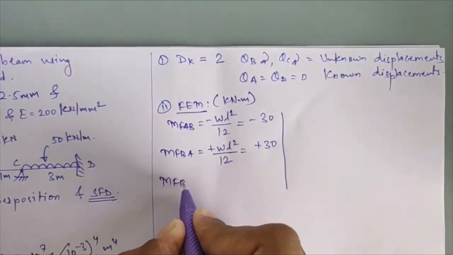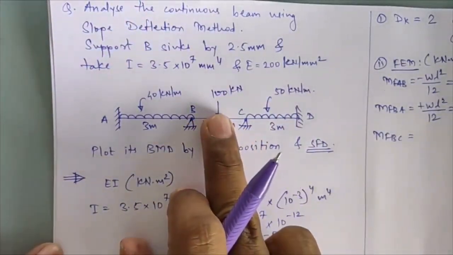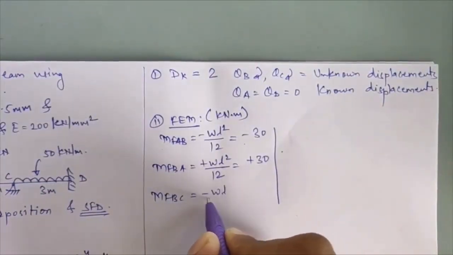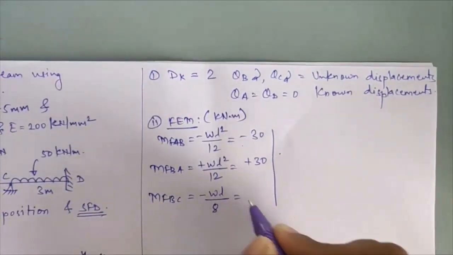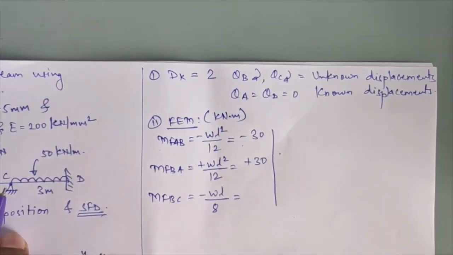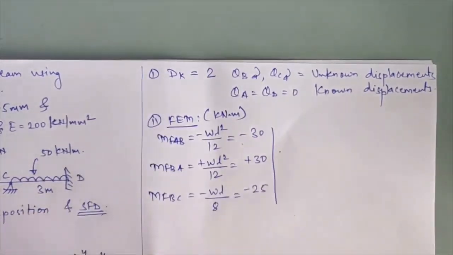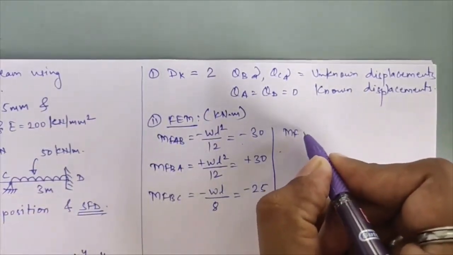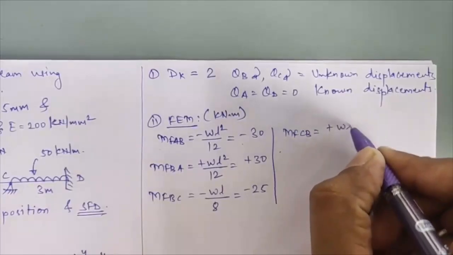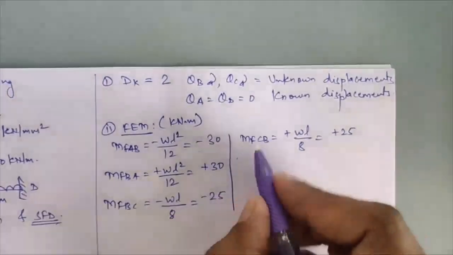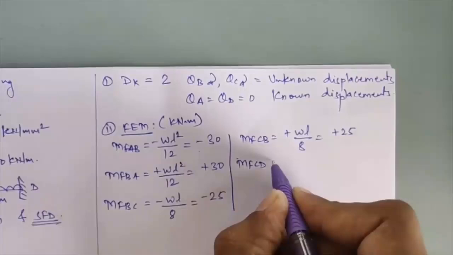Next I'll see MFBC. In span BC, I can consider both ends as fixed, with a point load at the center. So your fixed moment will come minus WL divided by 8. If you calculate this value, W is 100, length of span BC is 2 meter. So W 100 into 2 divided by 8, that gives you equal to 25. Same way, if I calculate MFCB, I'll get plus WL by 8, that is equal to plus 25.